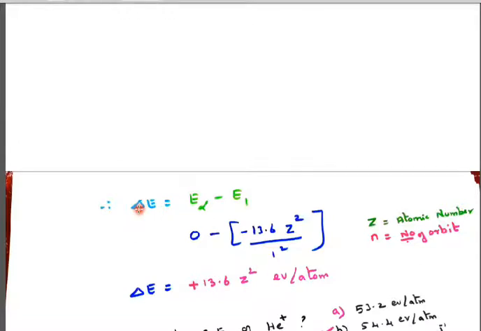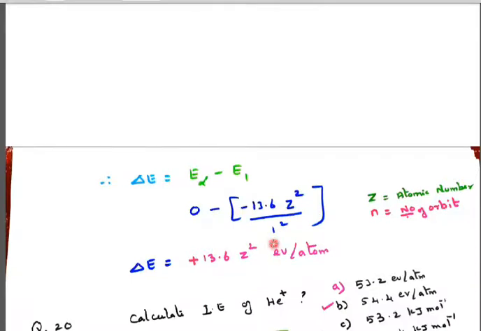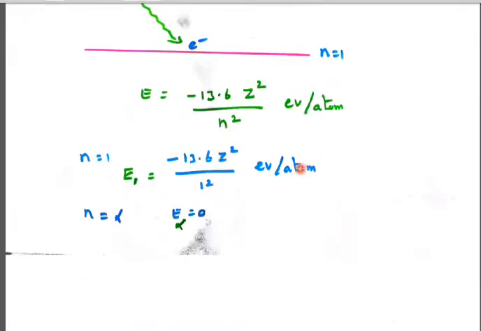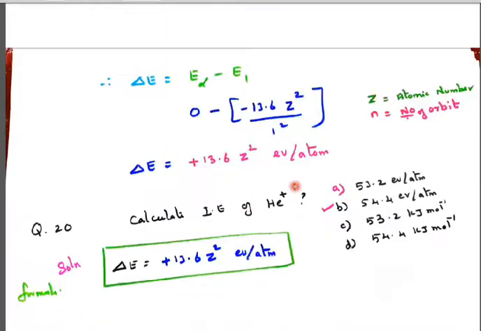The energy change between the infinity level and the first orbit level is delta E, energy of infinity minus E1. So E infinity is equal to 0 and E1 value is minus 13.6 Z square by 1 square, where Z is the atomic number and n is the number of the orbit, here the first orbit. So minus of minus is plus. So plus 13.6 Z square eV per atom is the formula for ionization energy. Learn this formula by heart.